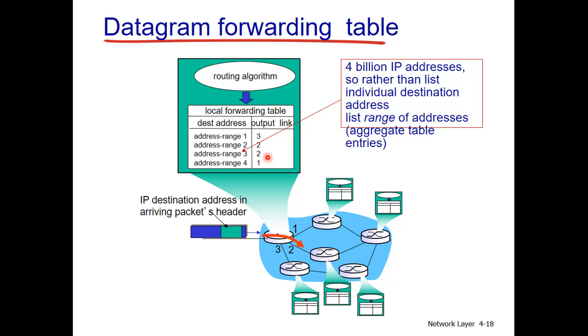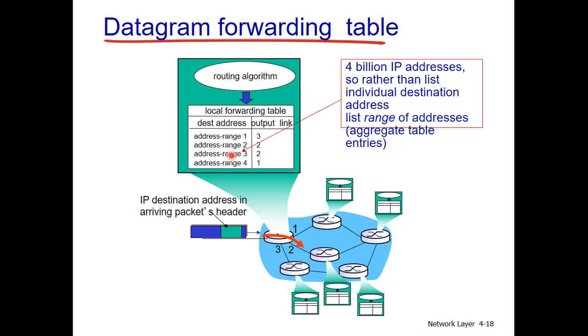In IPv4, an IP address is a 32-bit number. So it means that if we are going to add individual IP addresses in this table, there would be 4 billion entries in the forwarding table. So it is not possible to actually add so many IP addresses in the forwarding table and then do a match once each packet arrives.